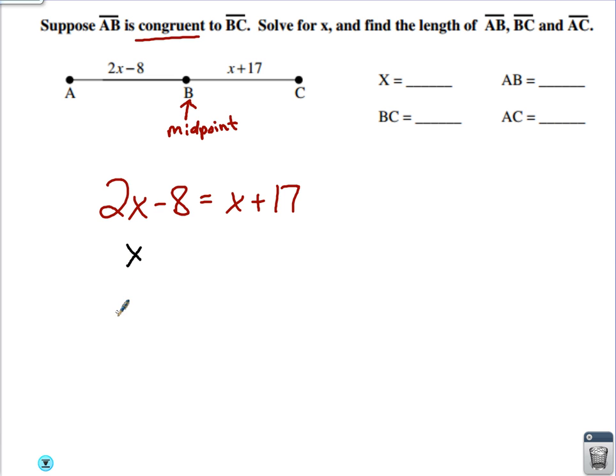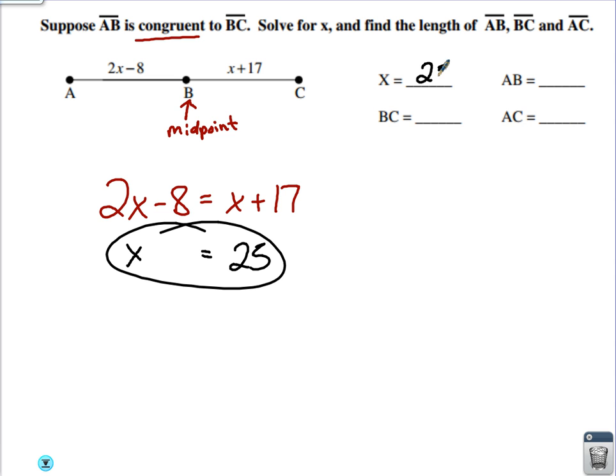Equals, when you do plus 8, anybody do 17 plus 8 right? Perfect. So look, you just solved that. X is 25. And if x is 25, Jordan, AB, that'd be 2x minus 8. If x is 25, what's 2 times 25 minus 8, Jordan? 2 times 25, 50 minus 8.